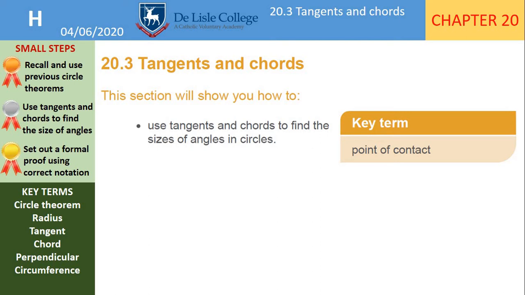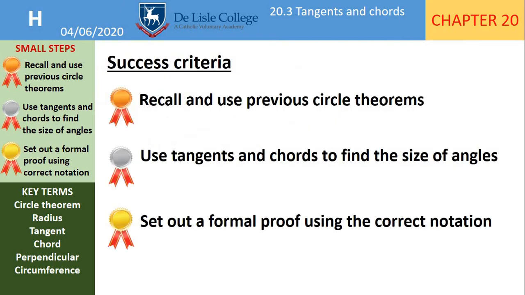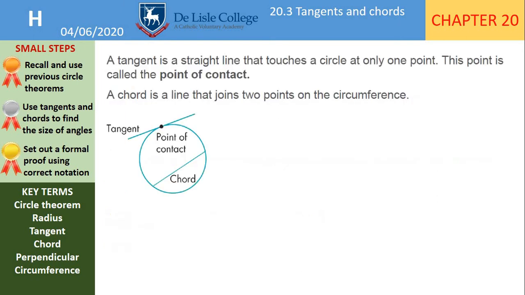So tangents and chords. So we're going to use tangents and chords to find sizes of angles. So our success criteria, our bronze objective, is to recall and use the previous circle theorems from last week. Our silver objective is to use tangents and chords to find the size of angles, and also we'll look at setting out some formal proofs for this.